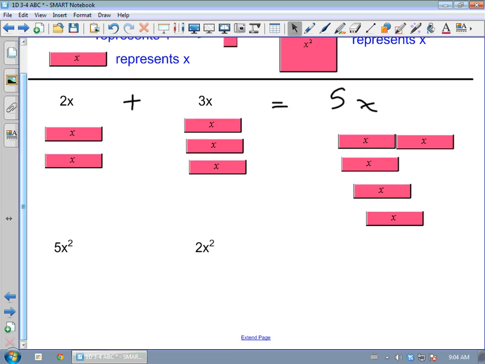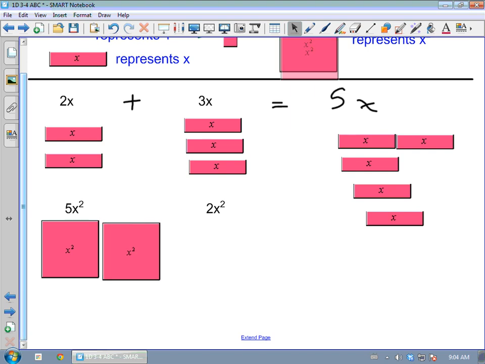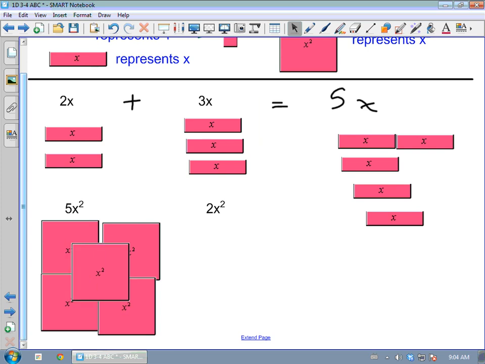Similarly, if we're working with 5x squared and 2x squared, well, let's see. 5x squared is going to be 5 of these big squares. I don't think I'm going to have enough room to fit them all in here. I'll just put one on top of all the others. And I got 2x squareds down here. Again, are these like terms? Yes, because what you see are shapes that all look the same.